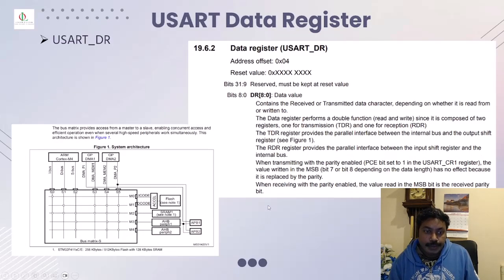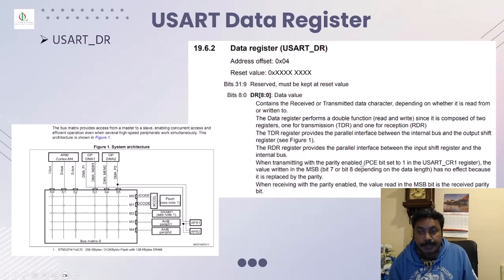And then the USART data register contains a received or transmitted data character. Depending on whether it is read from or written to, the data register performs a double function since it's composed of 2 registers, one for transmission and one for reception. The transmission register provides a parallel interface between the internal bus and the output shift register through the APB1 AHB. Through this, it communicates to this via the bus.